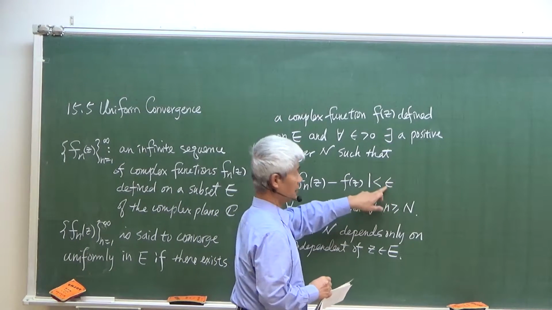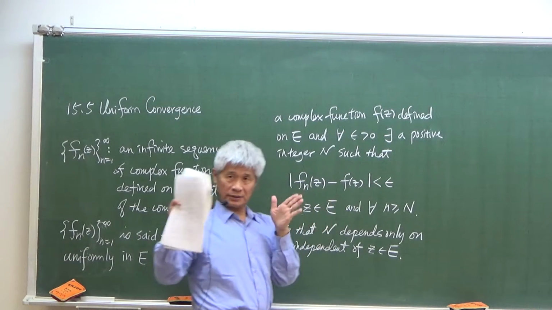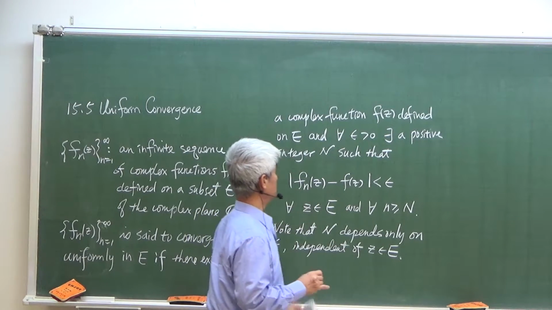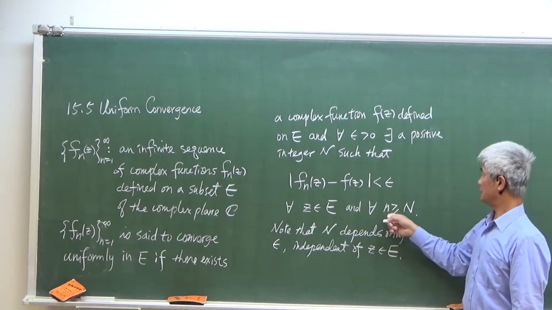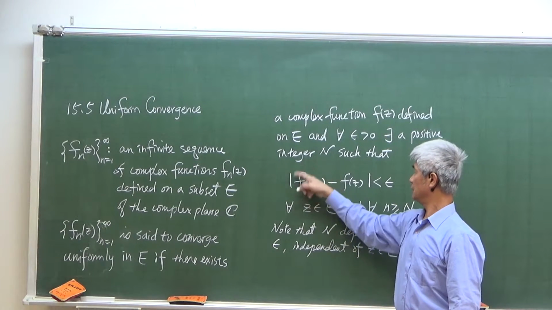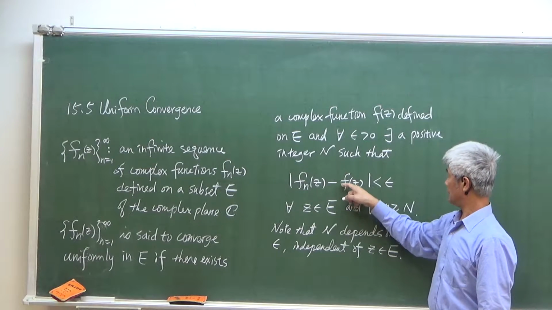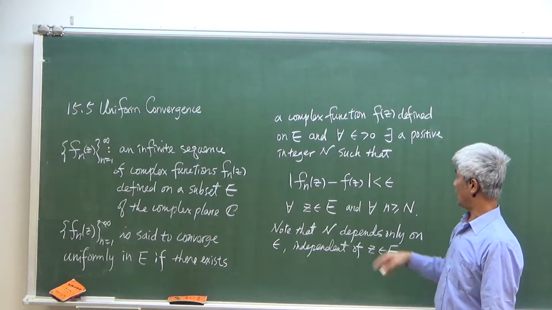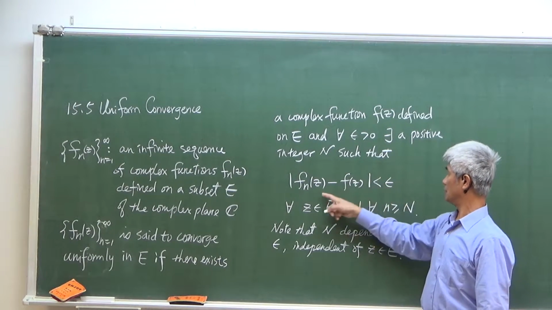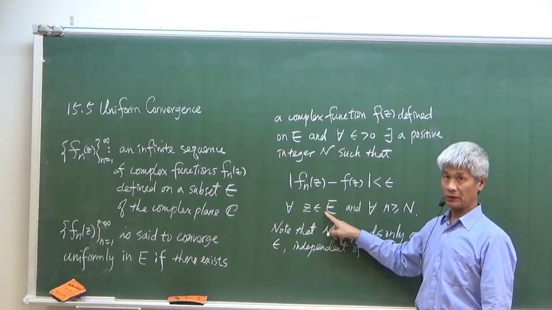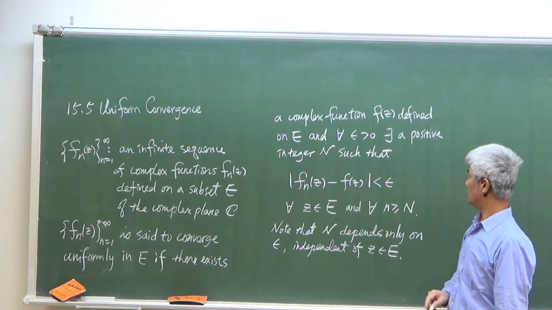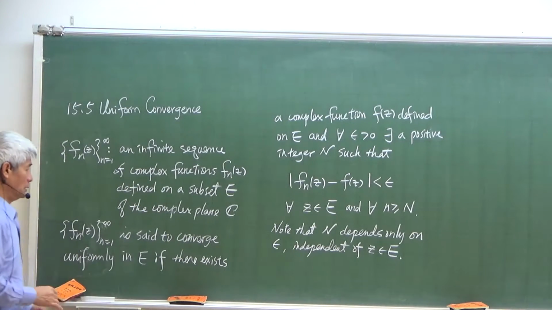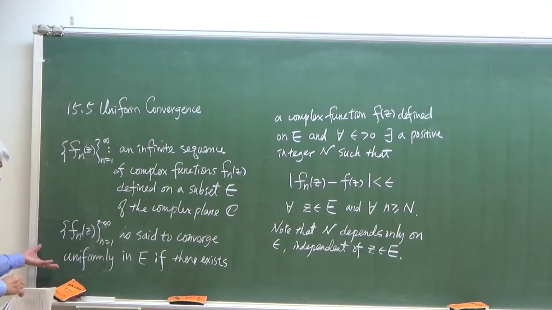I want to set a precision epsilon, so epsilon is just the error. Now there exists a capital N such that the whole function f_n and the limit function f(z) are within this precision, and for every z in the domain E. So this is a stronger version than the ordinary convergence.